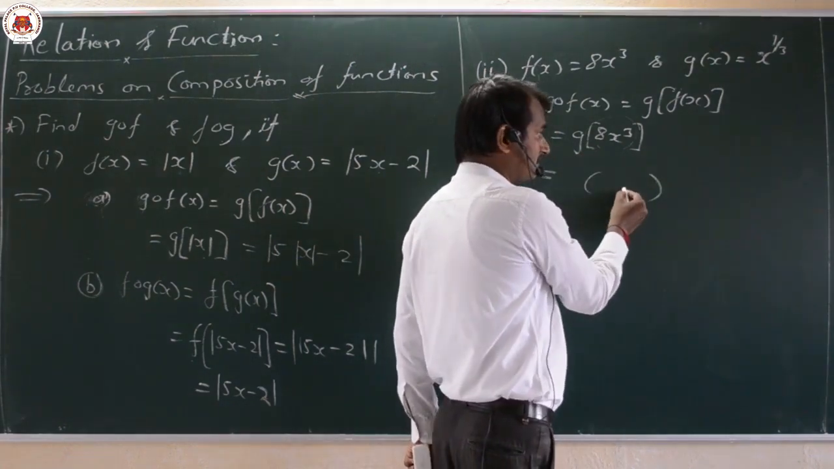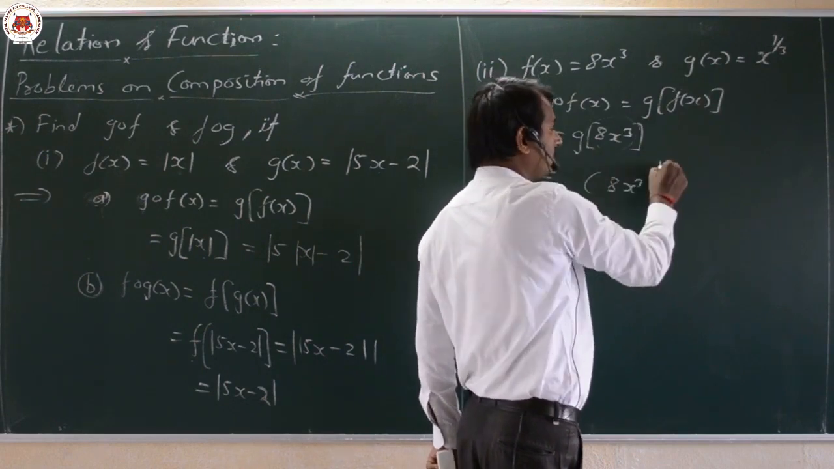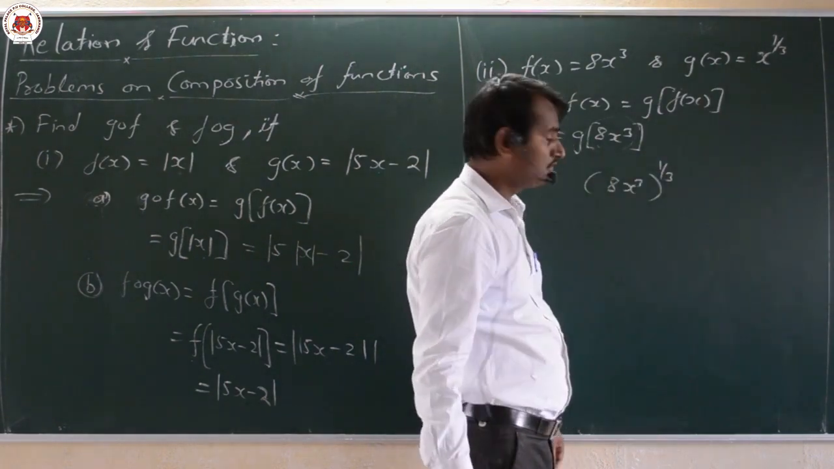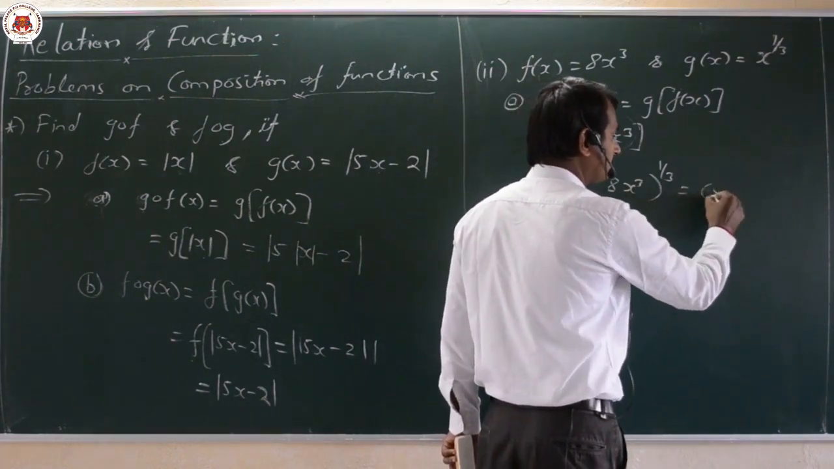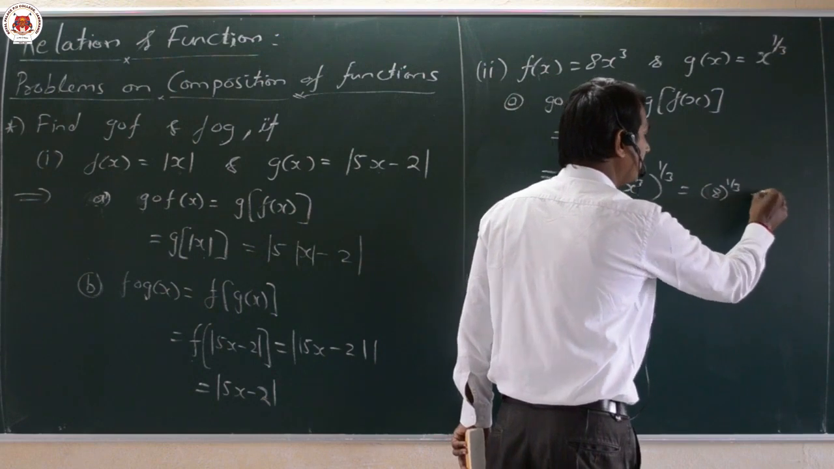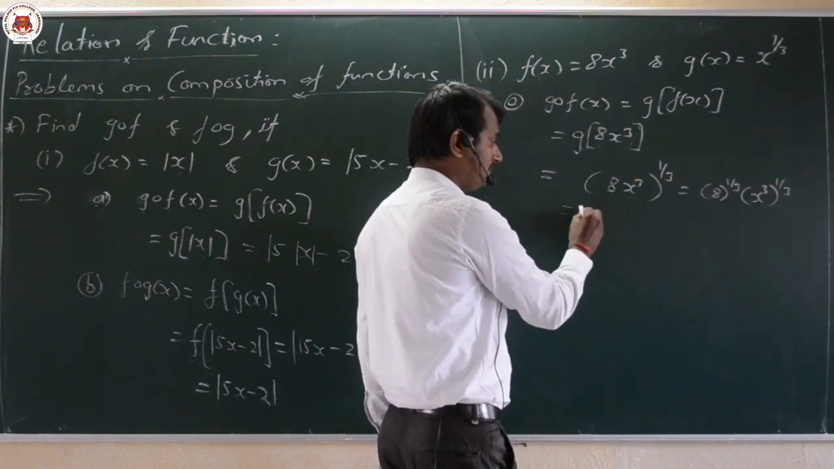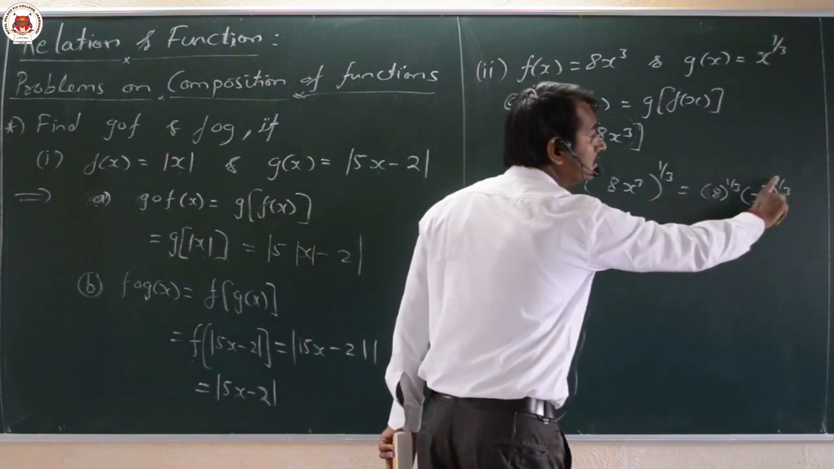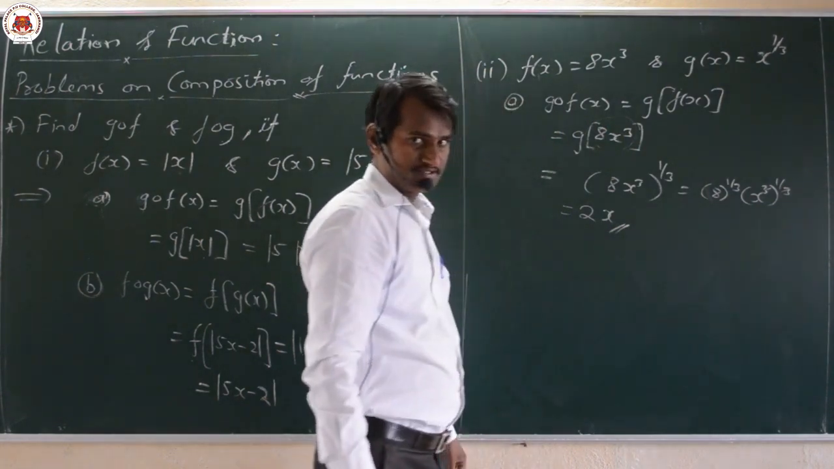In the place of x, I have to substitute what? 8x cube, and here the whole to the power of what do we have? Cube root, 1 by 3, that is nothing but the value. So cube root of 3, that is 8 to the power of 1 by 3, and x cube whole to the power of 1 by 3. So cube root of 8 value will be 2, and here x cube to the power of 1 by 3, 3 gets eliminated, the required value is 2x.